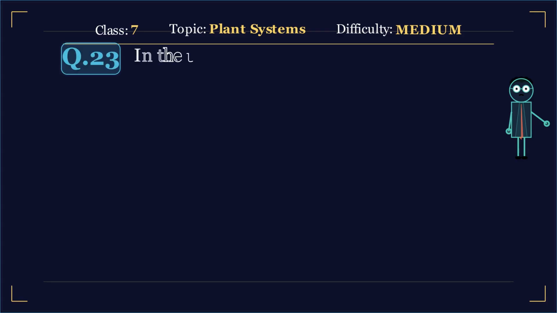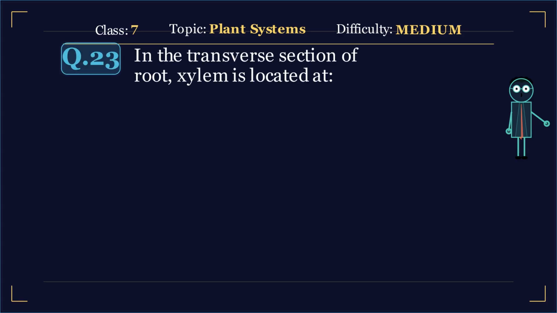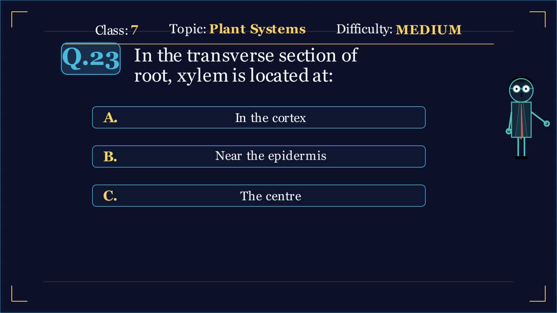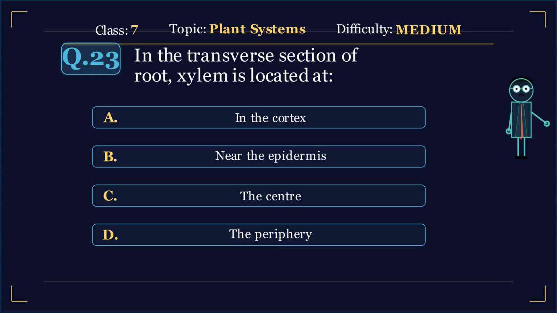Question 23. In the transverse section of root, xylem is located at blank. Option A, in the cortex. Option B, near the epidermis. Option C, the center. Option D, the periphery.